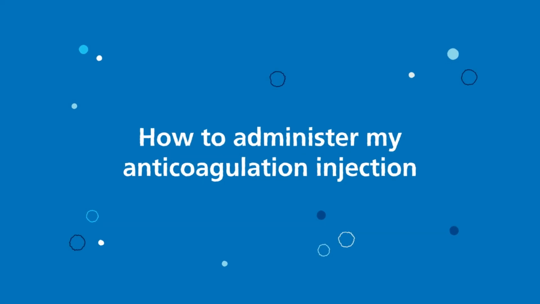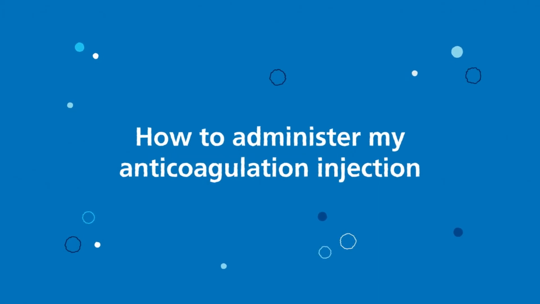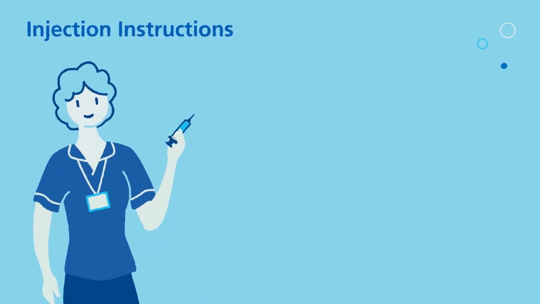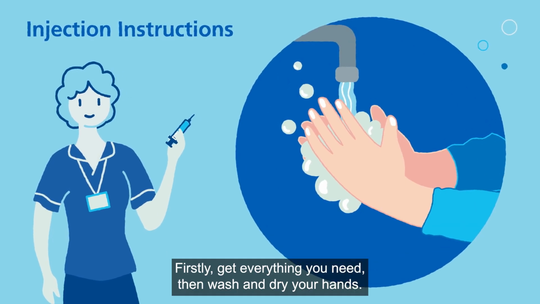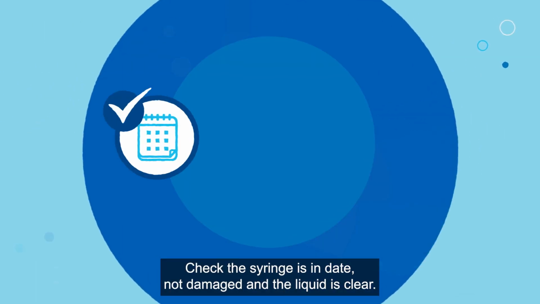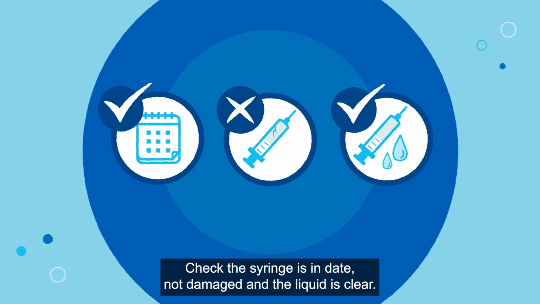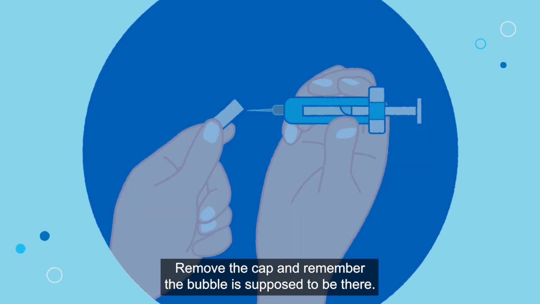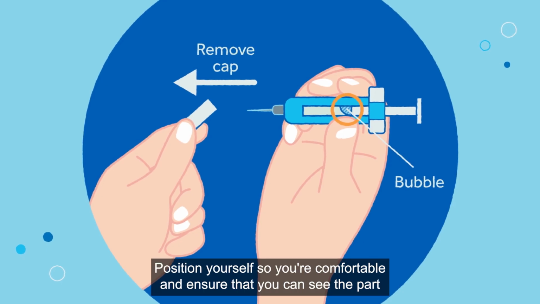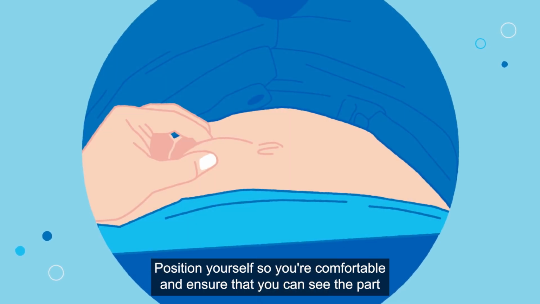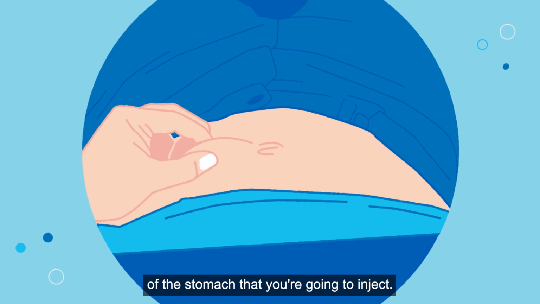How to administer my anticoagulation injection. Injection instructions. Firstly, get everything you need, then wash and dry your hands. Check the syringe is in date, not damaged, and the liquid is clear. Remove the cap and remember the bubble is supposed to be there.